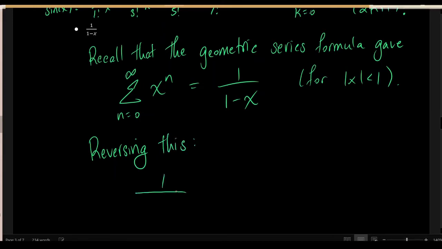To say if we want to take this 1 over 1 minus x and rewrite it as a series, then we can use this formula backward. It's the same thing as x to the n.